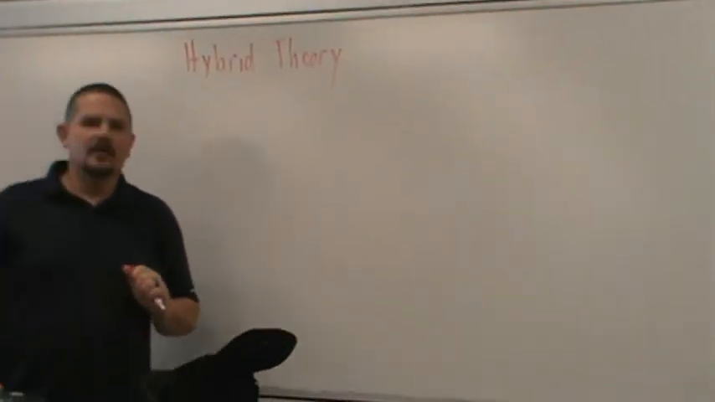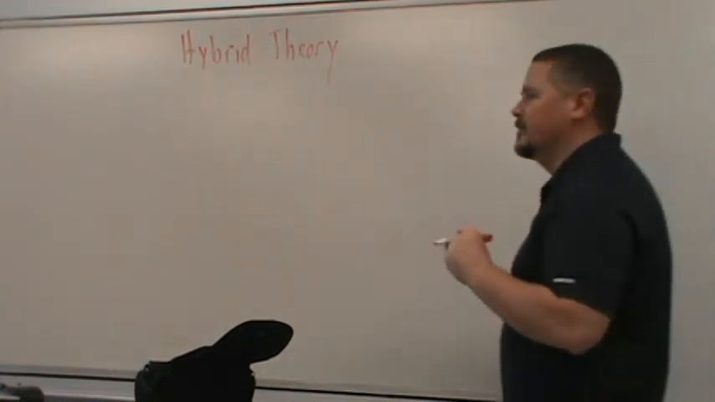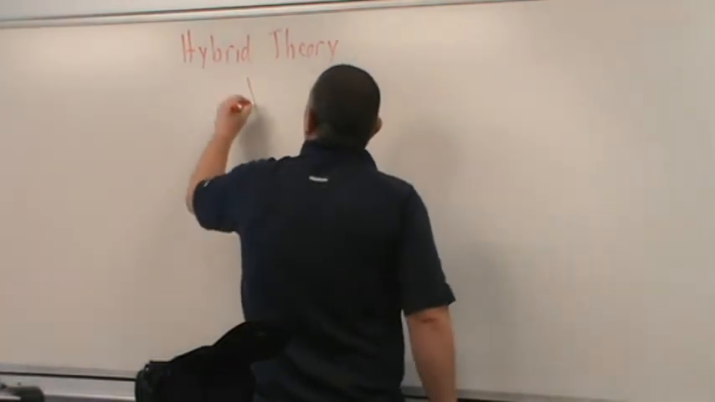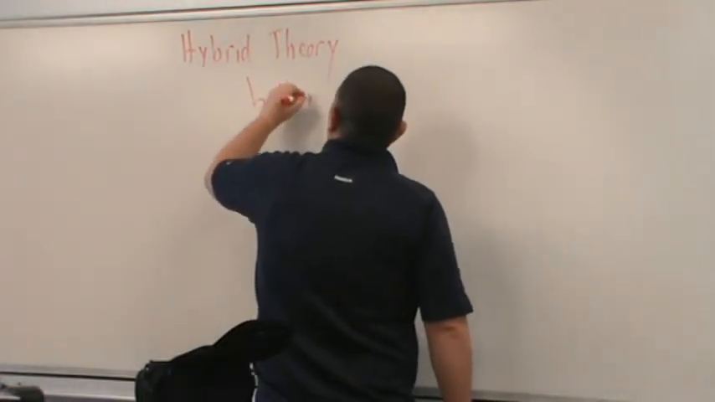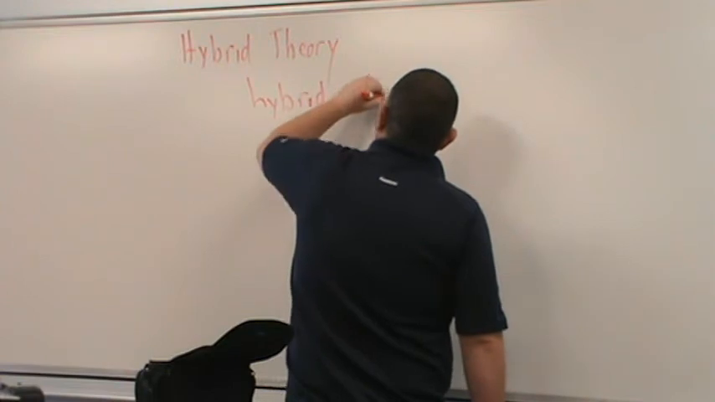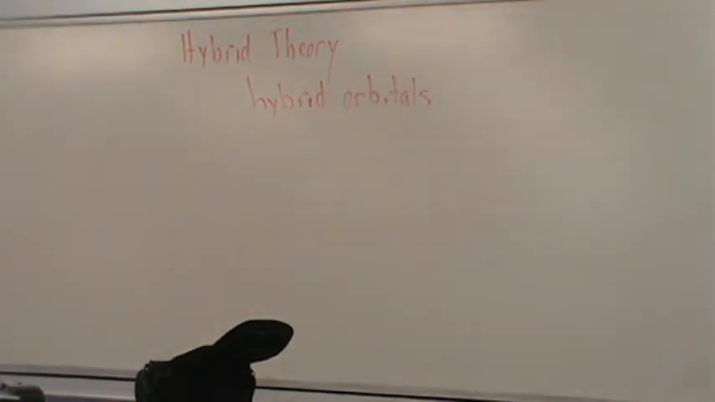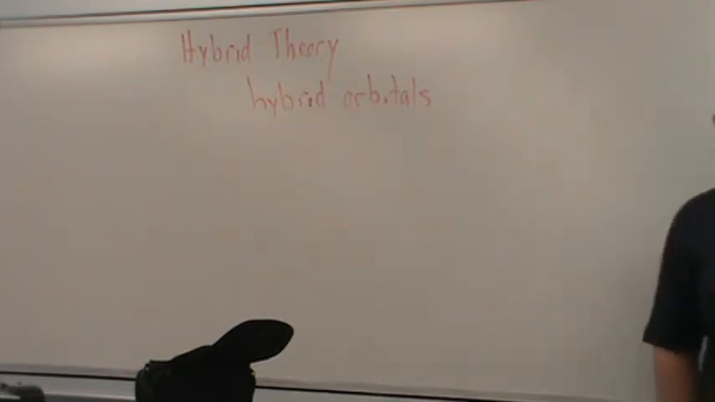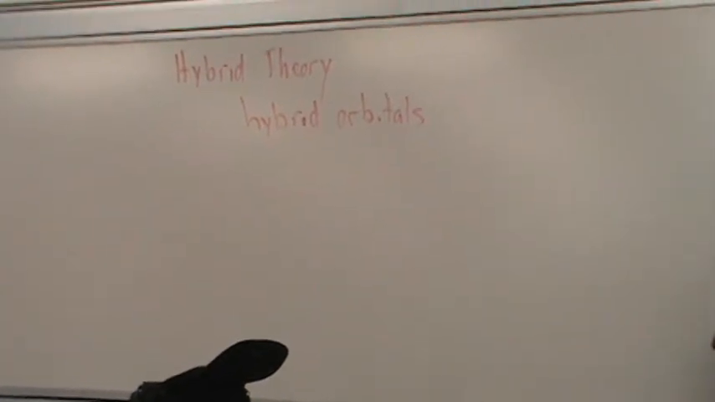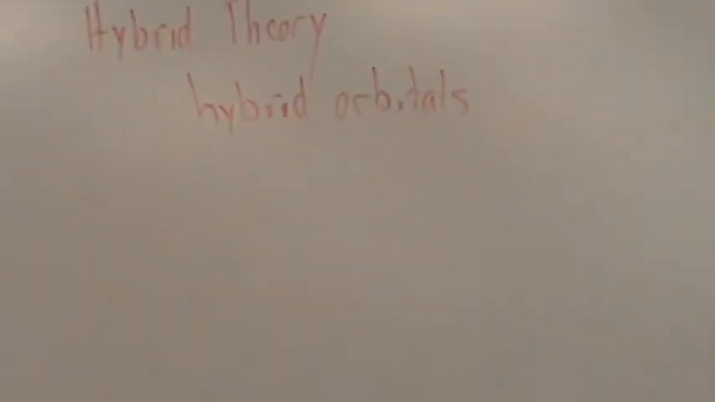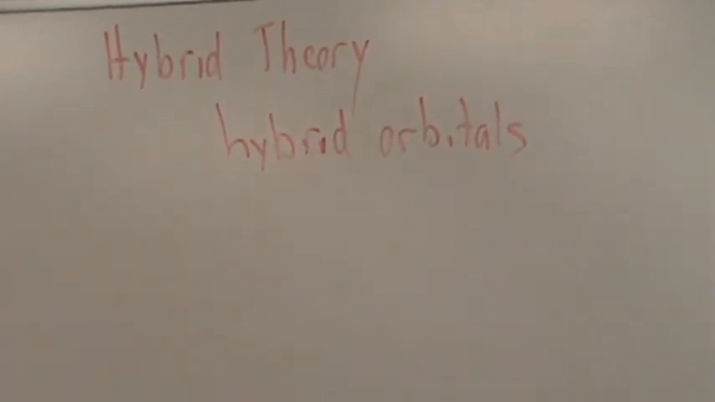Don't worry. All right, so the last part that we're going to talk about with this section is hybrid theory, more particularly, hybrid orbitals. Once again, this is looking at the central atom and looking to see how it's able to bond to different things. So let's start off with a very simple compound.